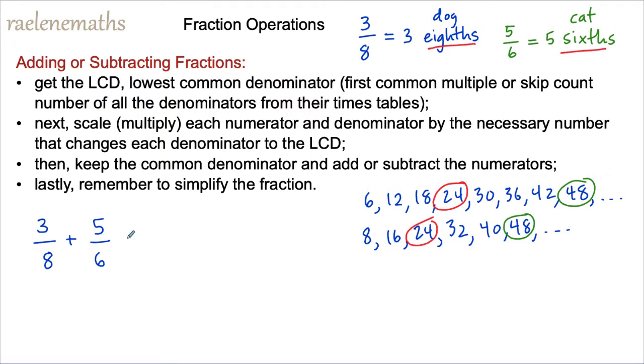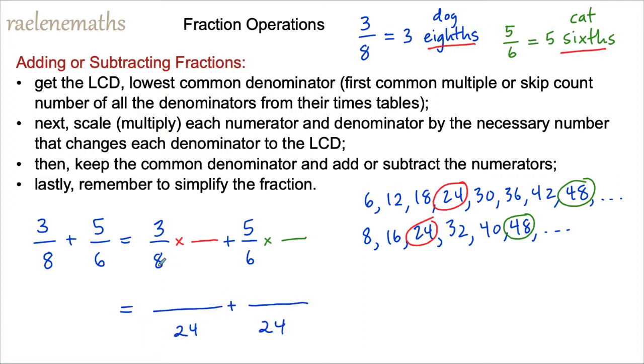To do this, we are going to take the first fraction of 3/8, and we are going to multiply by 1 in the form of whatever it takes to make 8 scale or resize to 24. Then we are going to take the 5/6 and multiply that fraction by 1, which is the appropriate number to multiply 6 to get 24. Our target denominator is 24.